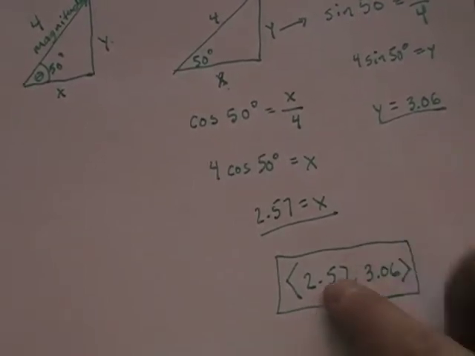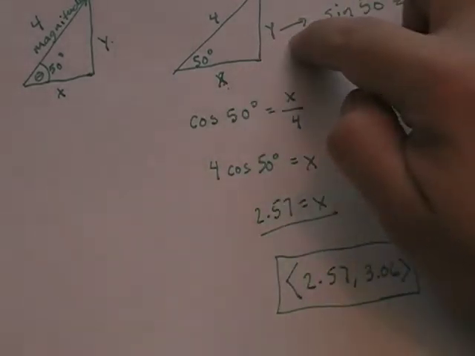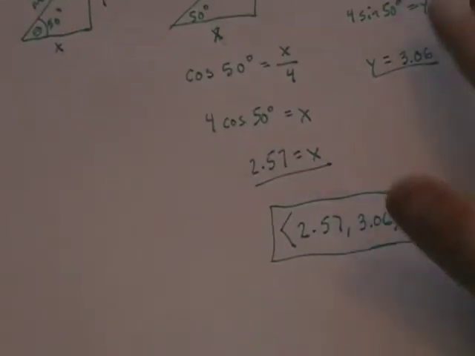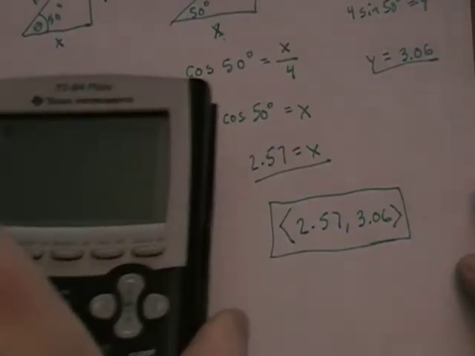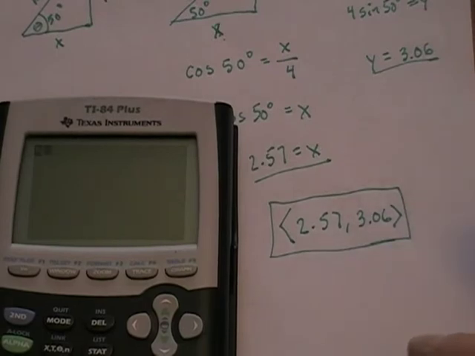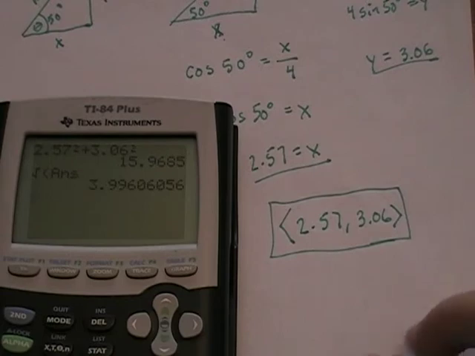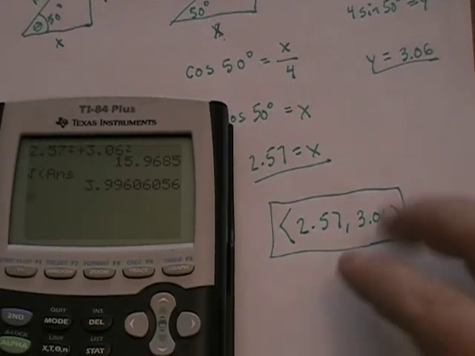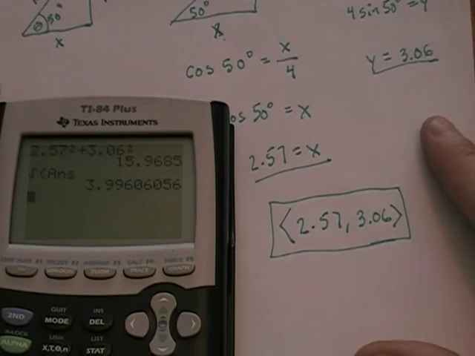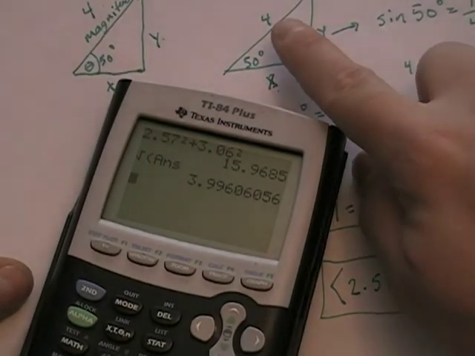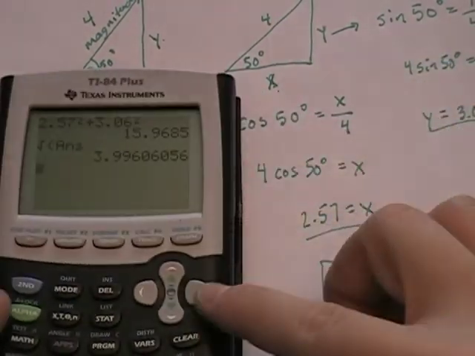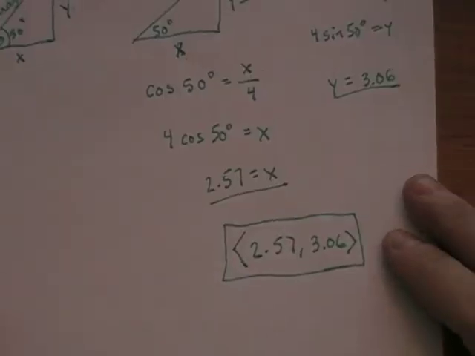One of the ways you can check this is the components are going to be the legs of the right triangle, and the magnitude is going to be the hypotenuse. And so Pythagorean's theorem should work. And so I take 2.57 squared plus 3.06 squared, and then I take the square root of that answer, and I get 3.99, which less a little bit of rounding is equal to what? 4. So you can always check these answers and see that they work just using Pythagorean's theorem.